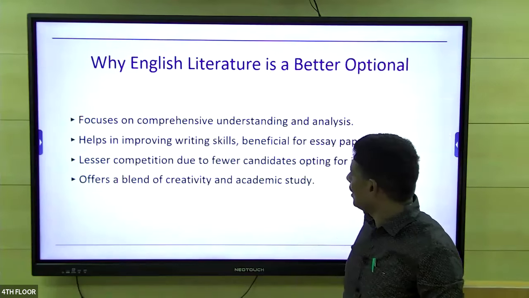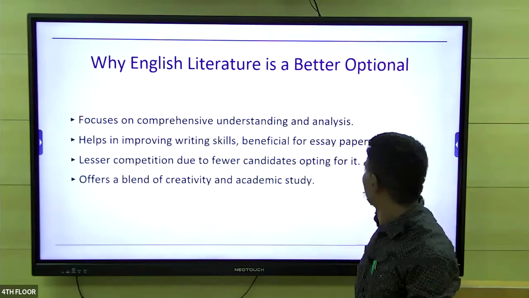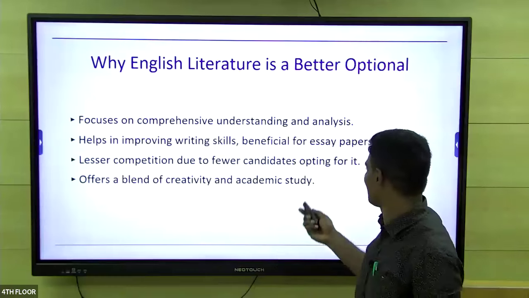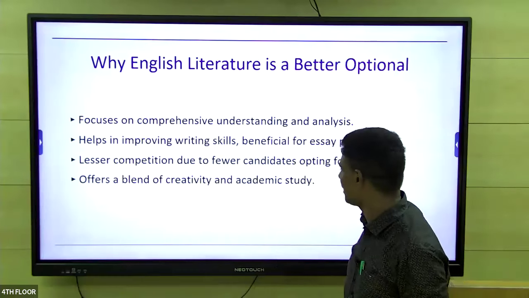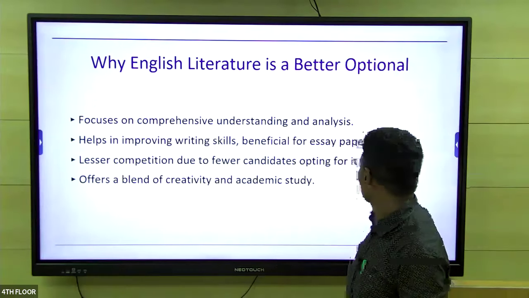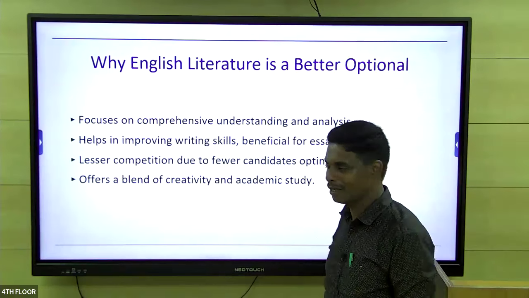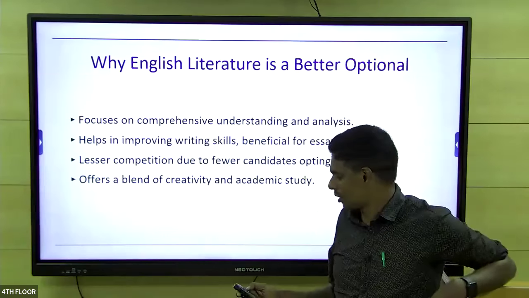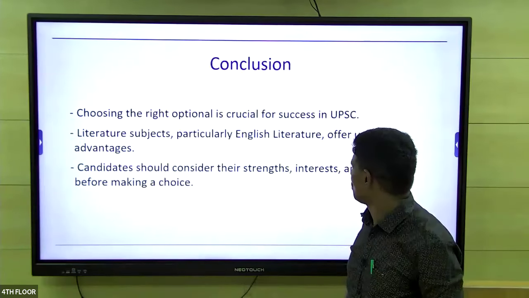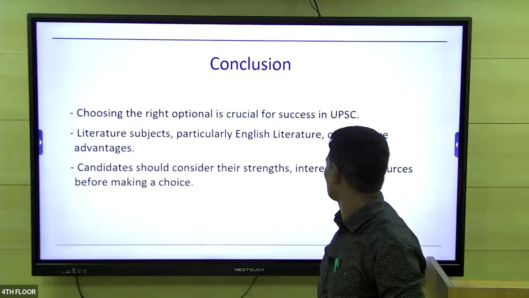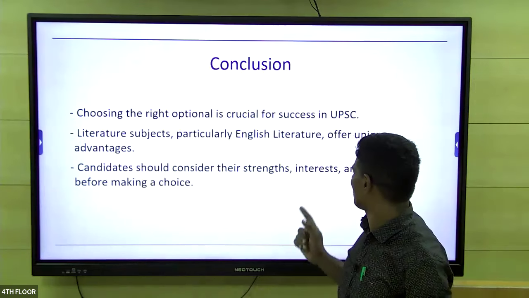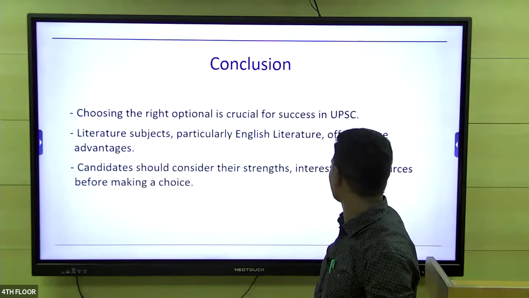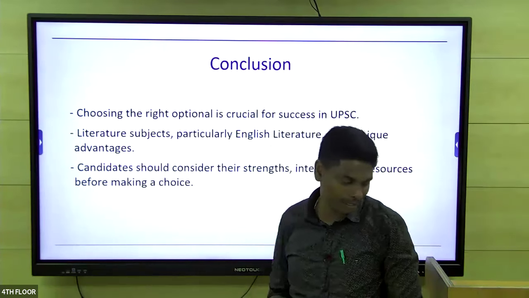Then why is English literature the best? It focuses on comprehensive understanding and analysis, helps in improving writing skills, is beneficial for the essay paper and ethics paper, and has lesser competition due to fewer candidates opting for it. It also offers a blend of creativity and academic study. Choosing the right optional is crucial for success in UPSC. Literature subjects, particularly English literature, offer a unique advantage. Candidates should consider their interests and resources before making a choice.